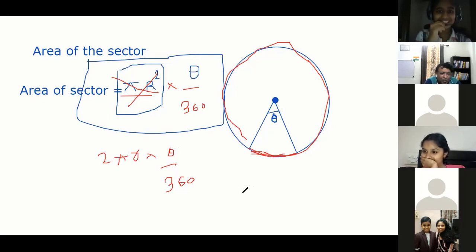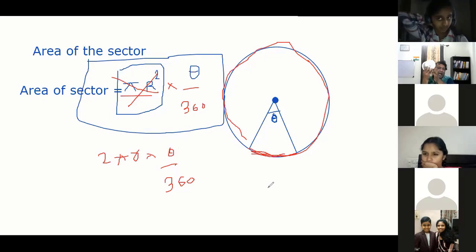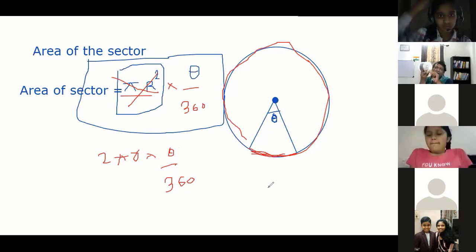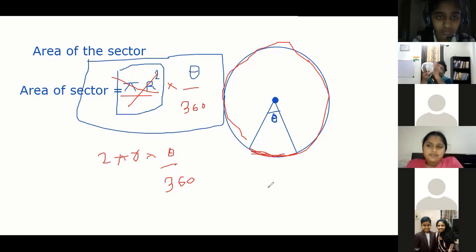So 2 pi r into theta by 360. That's it. Any question, anybody? If this full length is say 100, okay? Half of this will be how much? 50. 1/4 of this will be 25.